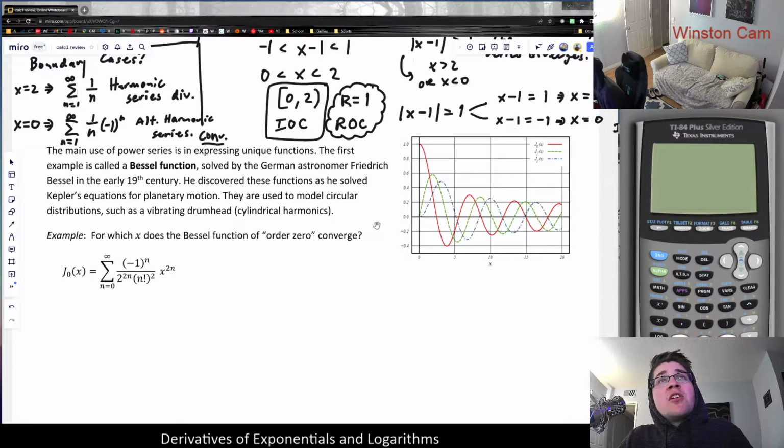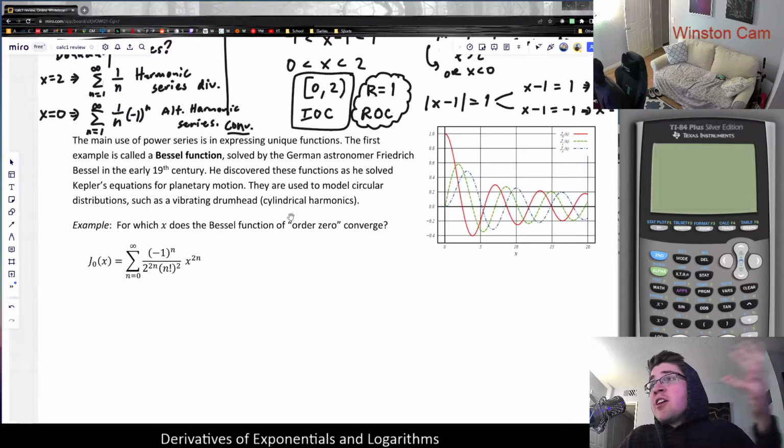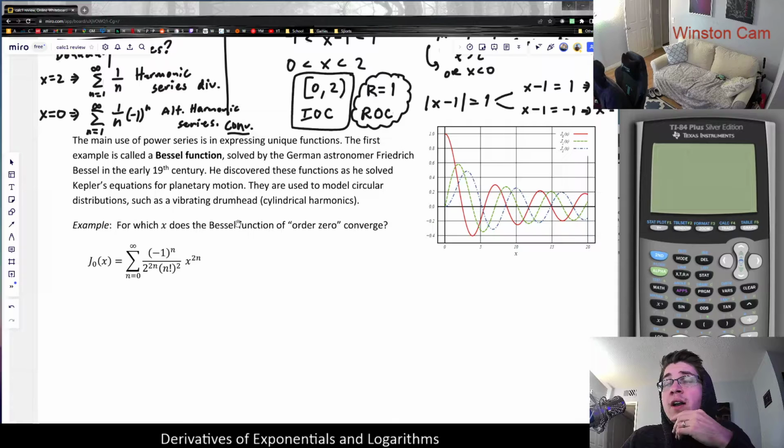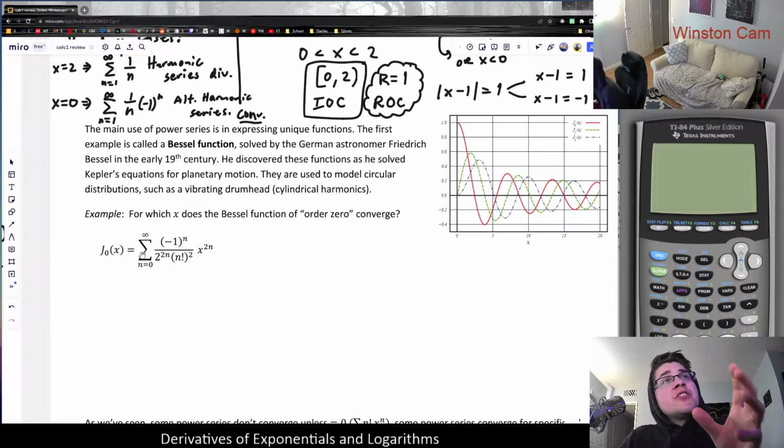But Bessel functions are named after the astronomer Frederick Bessel, who discovered these functions when he was working on Kepler's equations for planetary motion, basically examining our solar system and the patterns in which they go around. But basically, he discovered these very specific types of functions, which are very, very useful in engineering, physics, astronomy, and so on.